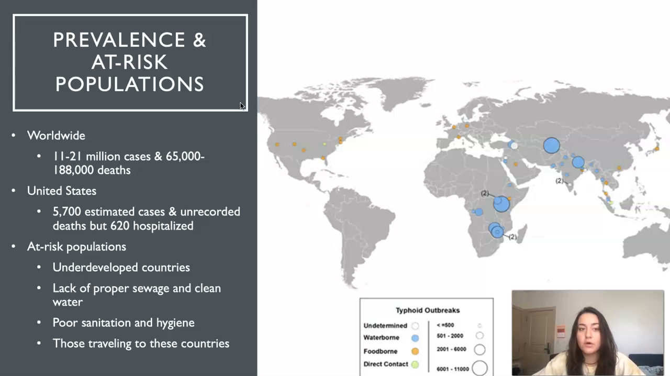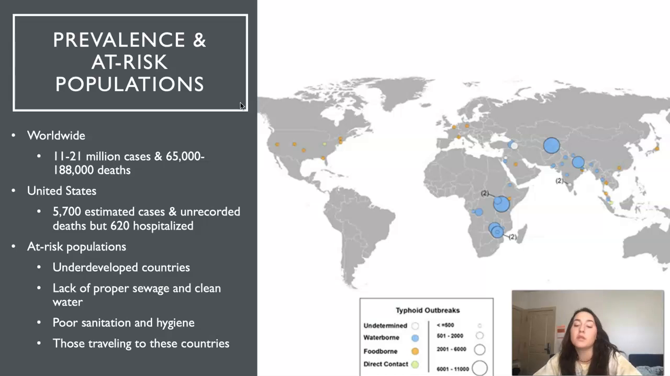Worldwide, there are about 11 to 21 million cases of typhoid fever each year, causing 65,000 to 188,000 deaths. In the United States, it's drastically lower, only leading to about 5,700 estimated cases. Though there isn't a recorded number of deaths, about 620 people are hospitalized, but the prevalence is significantly lower in the U.S. than it is in the rest of the world.